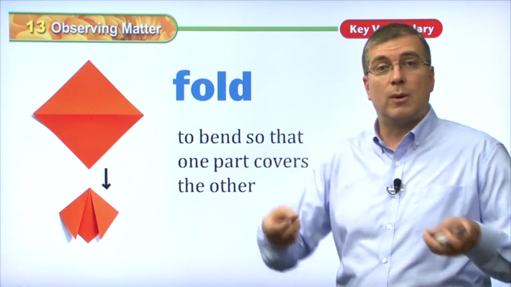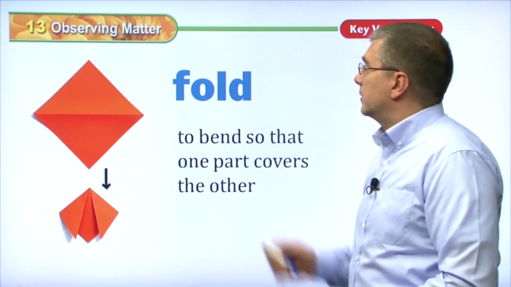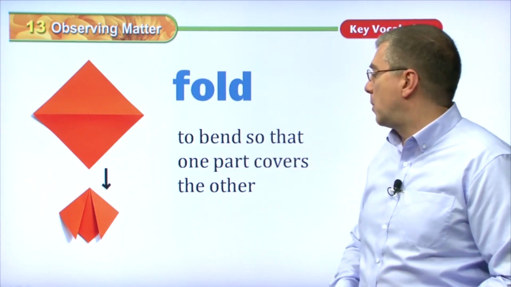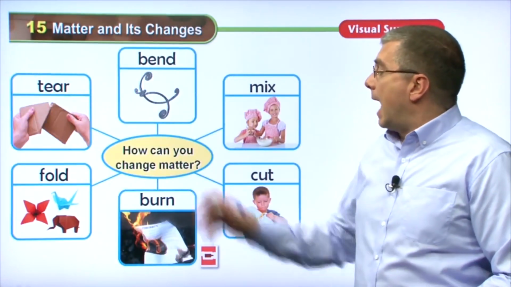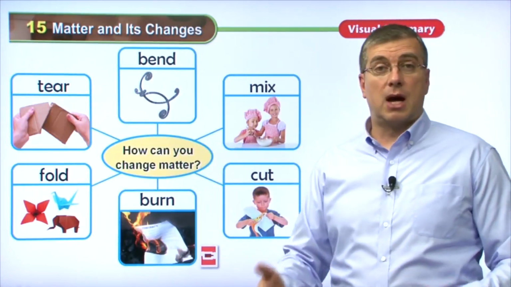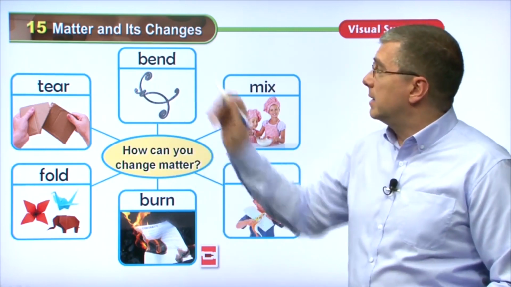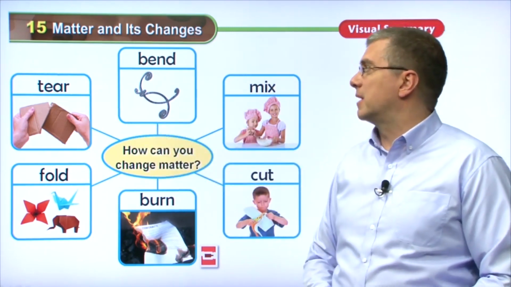When you put your shirts away, you fold your shirts up and put them into your drawer. Okay, so to fold is another way to change matter, to bend so that one part covers the other part. Now, how can you change matter? We've talked about a lot of different ways that you can change matter. One new way is to bend something.